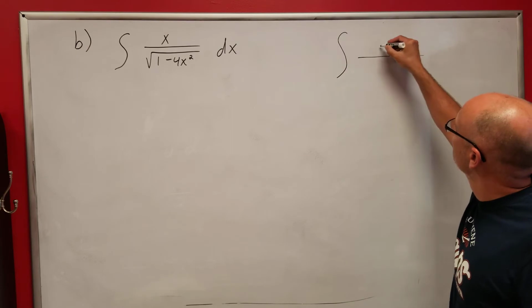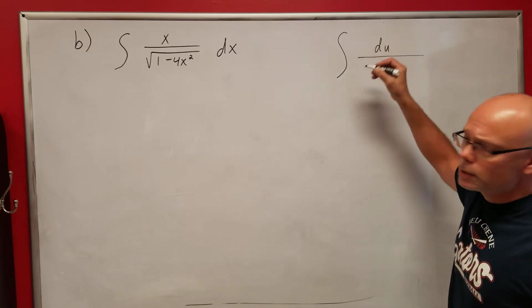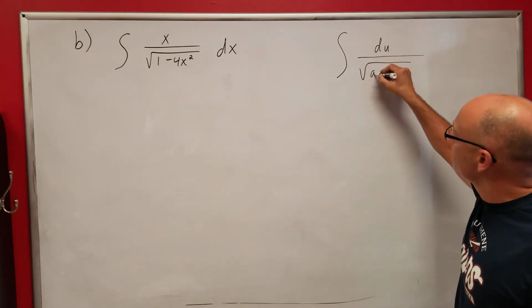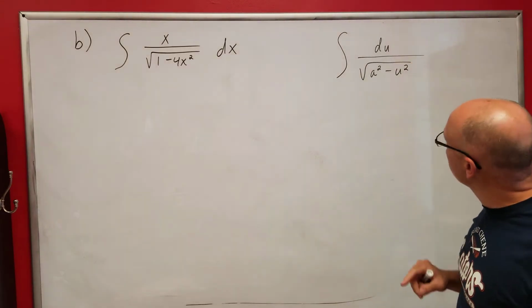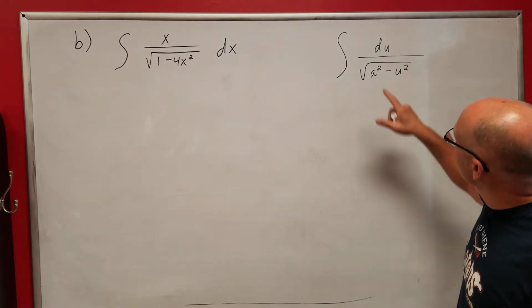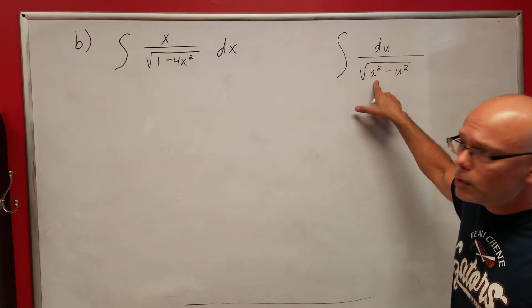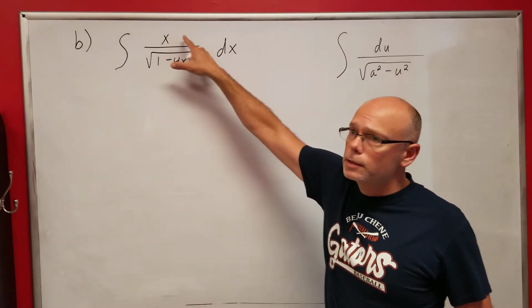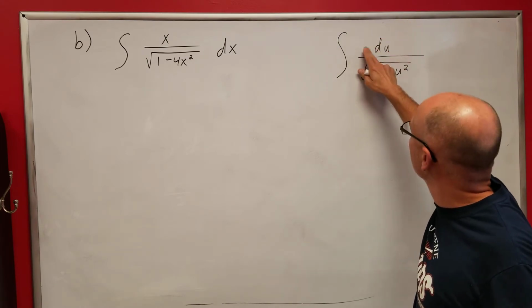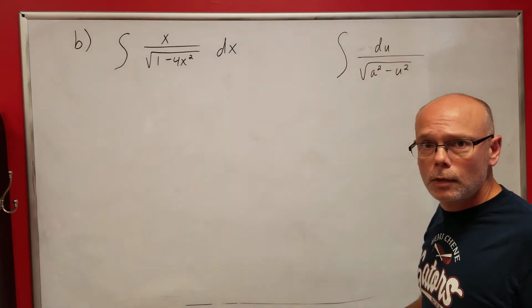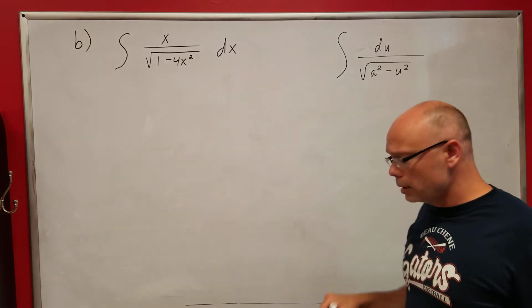I think we had du over a squared minus u squared like that. But it is different. It is not exactly this form because of the x. We have an extra x up here, so we would have to have an extra u right there or something in the formula. But we don't have that, okay? So what's the only other thing I know?